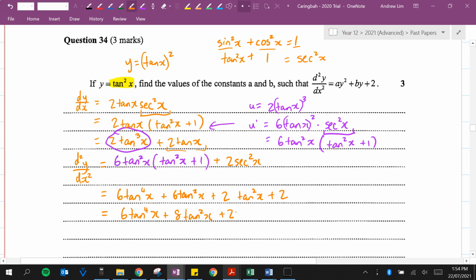Now we need to remember that we let y equal to tan squared of x. I mean, it says it in the question. So technically we can replace this here with y squared, and we can replace this with just y. This is 6y squared plus 8y plus 2. And therefore, a has to equal 6 and b is equal to 8.